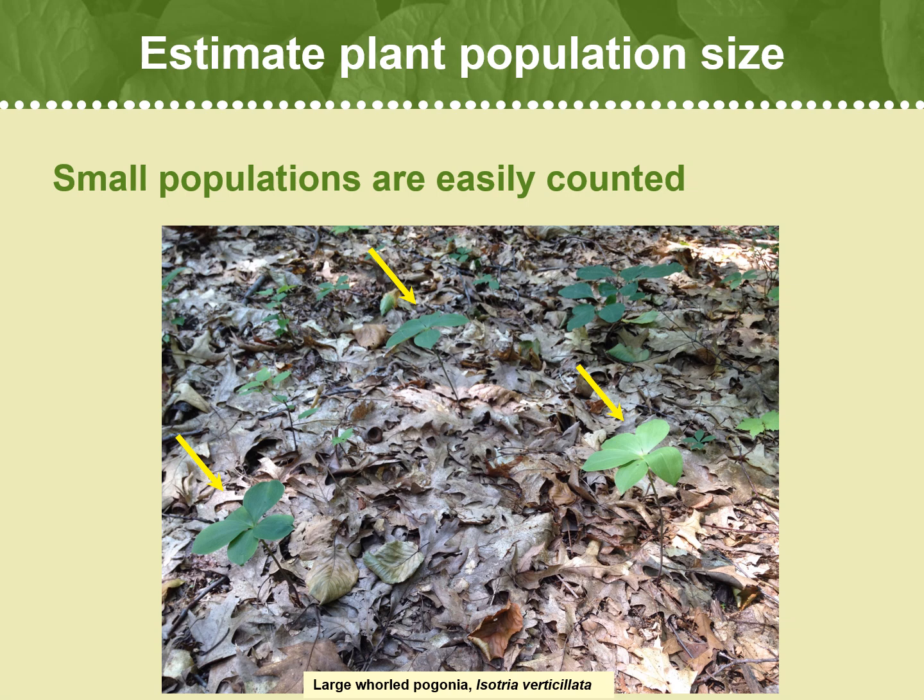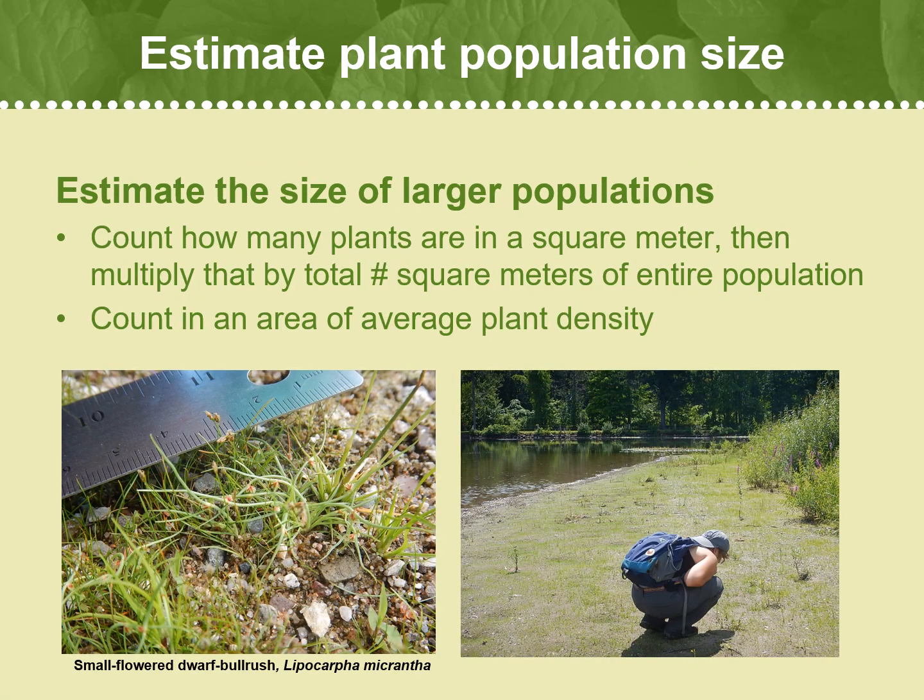This is a photo of a population of large whorled pogonia, Isotria verticillata, and as the arrows indicate, you can clearly see 3 individual plants in this photo. Large populations of rare plants are a little trickier, and you may have to estimate the count of plants in a large population. We require all surveyors to report a whole number, either exact or estimated, of either ramets or genets for a found population.